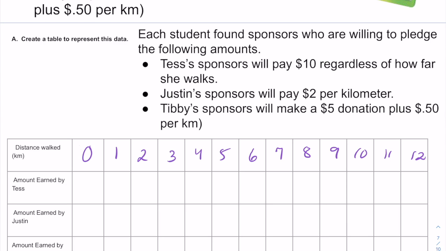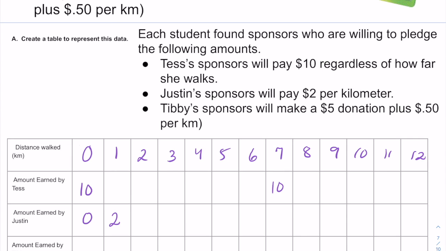And so if we go back to what we were saying before, if Tess doesn't walk at all, she still gets the $10. Remember, her sponsors are giving her $10 regardless of how far she walks, okay? If she were to walk 7 kilometers, guess what? She still gets $10. Justin, he's getting $2 per kilometer. So if Justin gets hurt, he doesn't get any money. If he were to walk 1 kilometer, remember he's going to get $2. And for every kilometer Justin walks, you're adding $2 more to his total amount earned.